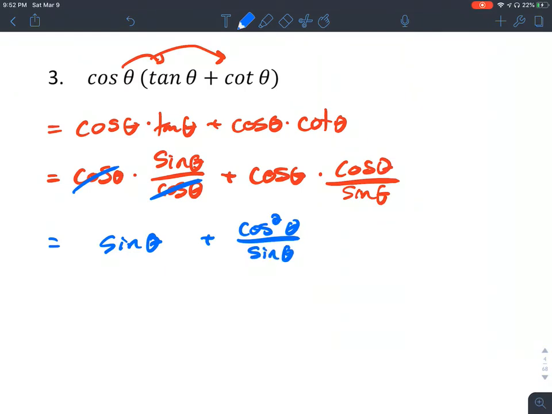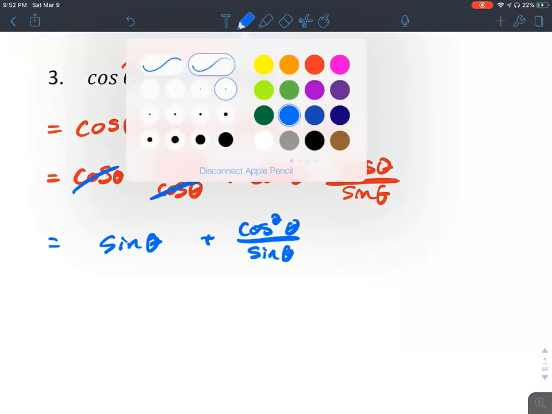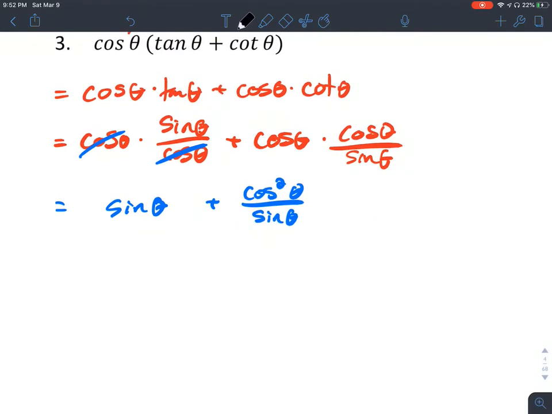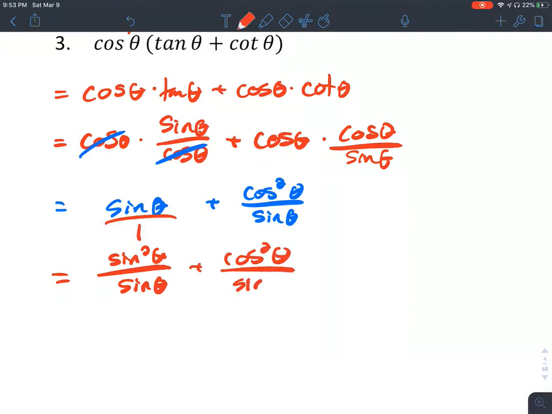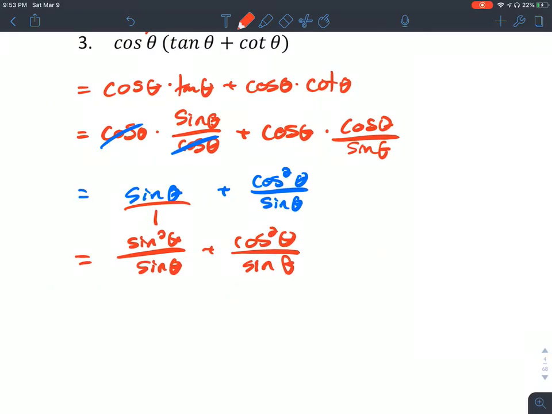So right now, everything's in terms of sine and cosine, but I don't believe this is simplified. For one, we have a fraction and a quote-unquote whole number in sine. Let's get common denominators. To do that, I'm going to multiply this fraction, sine of theta over 1, by 1 in the form of sine over sine. That's going to give me sine squared of theta over sine. All I'm doing is getting common denominators. Plus cosine squared of theta over sine of theta. Once you have common denominators, how do you add fractions? Well, you add the tops, you leave the bottoms the same.